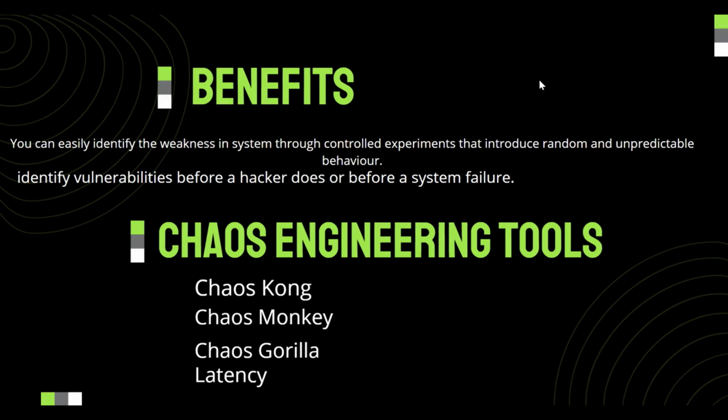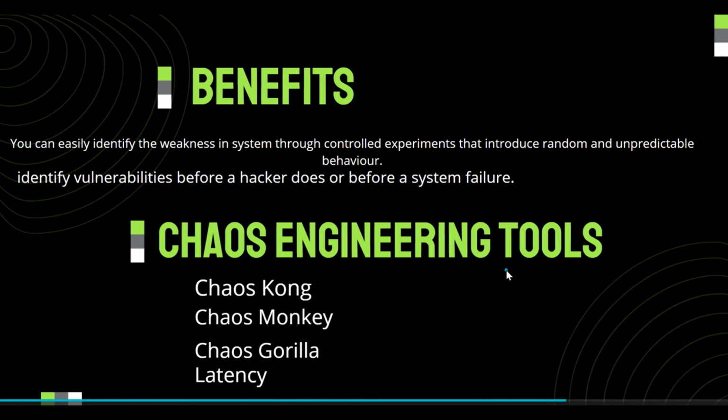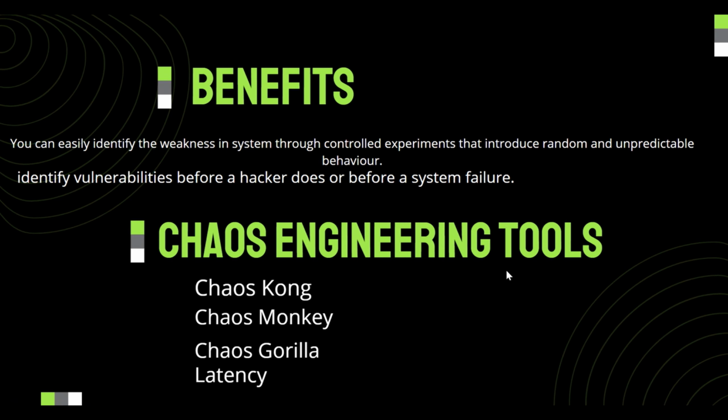Okay guys, so now let's talk about the benefits of chaos engineering. There are many benefits of chaos engineering, but some of them are very popular, which I'm highlighting here. You can easily identify the weakness in a system through controlled experiments that introduce random and unpredictable behavior. Identify vulnerabilities before a hacker does or before a system failure. Guys, there are many tools available in the market. By using them, you can simply follow the chaos engineering principles, right? The famous tools are Chaos Kong, Chaos Monkey, Chaos Gorilla and Latency.